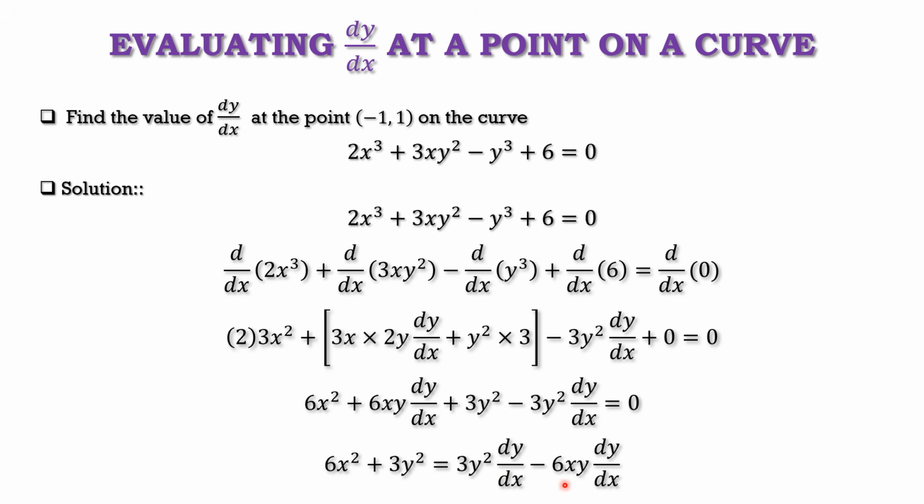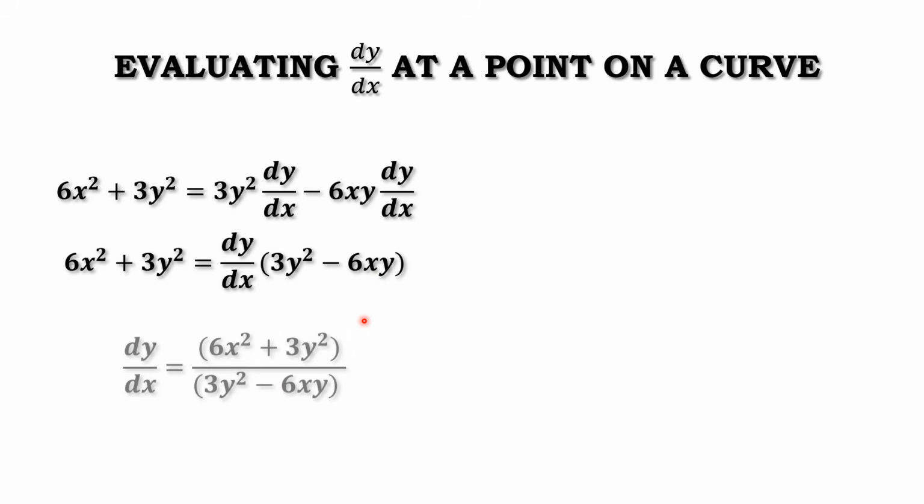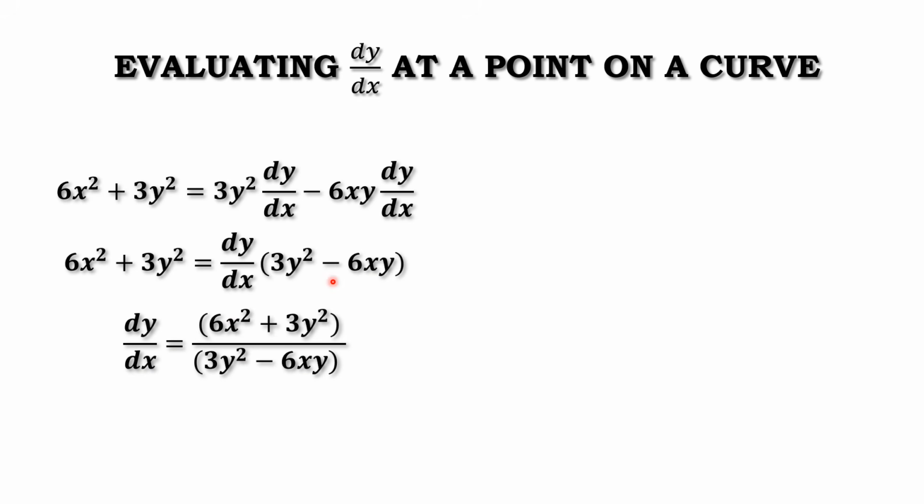We group the dy/dx at one side of the equation. So now the next thing to do is to group the dy/dx. When you group them, we are going to also factorize dy/dx outside, and the expression in the bracket will be 3y squared minus 6xy. Then we isolate this expression from the dy/dx, and this will be our result.